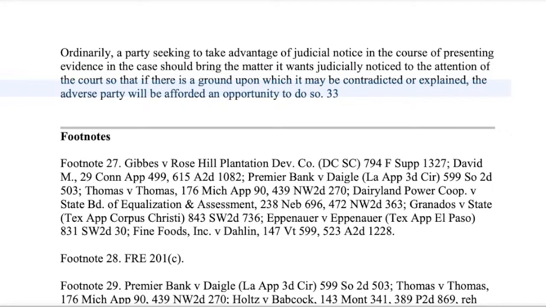Ordinarily, a party seeking to take advantage of a judicial notice in the course of presenting evidence in the case should bring the matter it wants judicially noticed to the attention of the court, so that if there is a ground upon which it may be contradicted or explained, the adverse party will be afforded an opportunity to do so. So let's keep this part in mind, a little foreshadowing here.